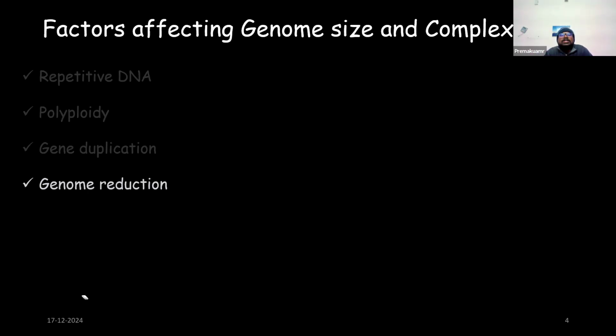And how much genome reduction happens also determines the genome size. The larger the genome reduction, the smaller the size of the genome. Like that, you should remember, it's also one of the factors. And there are other environmental factors, like epigenetic modifications. Because of stress, some epigenetic modification will happen.